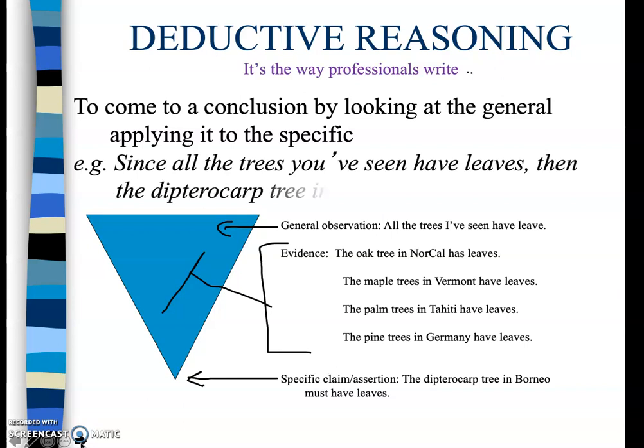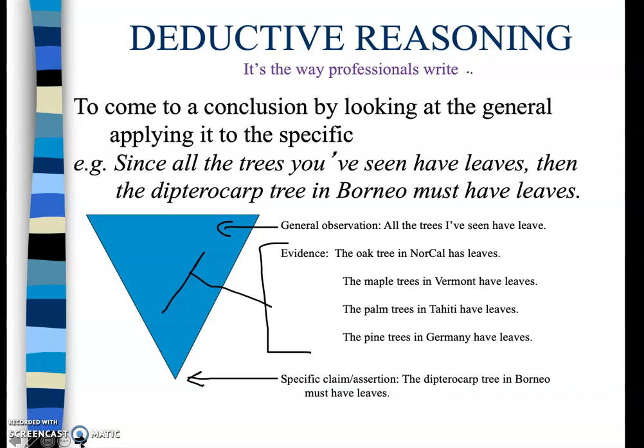So here is basically a sentence that's using deductive reasoning. Since all the trees I've seen have leaves, well then the dipterocarp tree in Borneo must have leaves. So notice that this triangle is actually inverted. It starts with what we know as the wide base, with that general observation, and then it moves us down to the specific claim or the assertion.